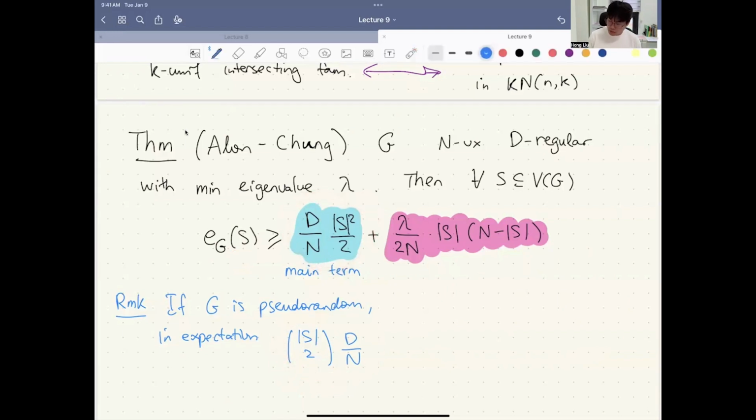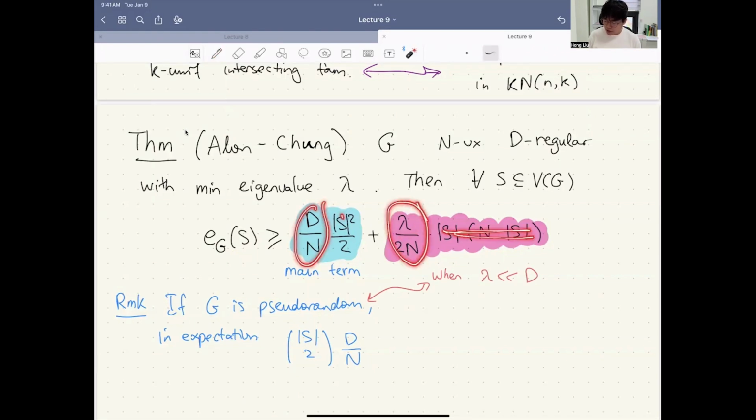Now, when lambda is small compared to D, which is exactly when G is pseudo-random, okay, now what do we have? You have D over n here, you have lambda over n. These are more or less the same. Forget about it, order of magnitude. So this is a lower order term of this. This is an error term. Okay.